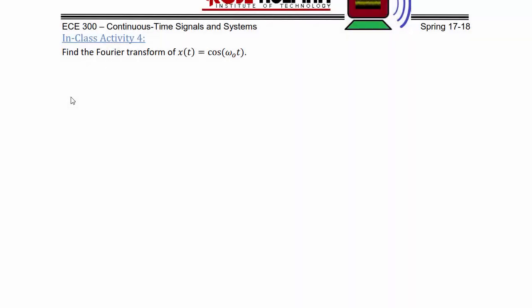In class activity 4, find the Fourier transform of x of t equal to cosine of omega naught t. The first thing we're going to do is use Euler's identity to rewrite this as the sum of complex exponentials. So it's going to be 1/2 e to the j omega naught t plus 1/2 e to the negative j omega naught t.